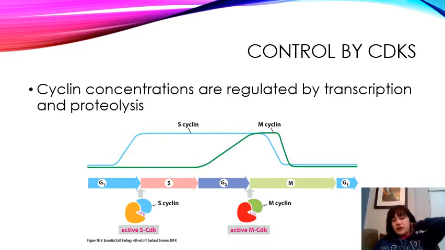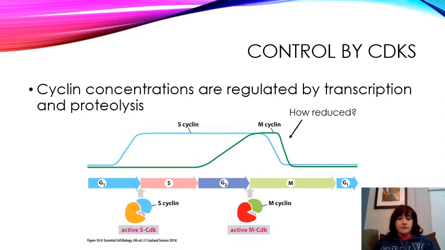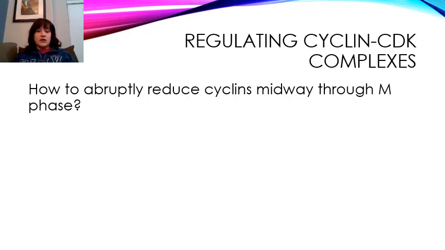Right? So first of all, they can be regulated by how much is made, right, at the level of transcription. But we've also talked about other ways of controlling protein levels, and that other way is by breaking down proteins, so by reducing their levels, by increasing the amount that are getting digested, that are getting degraded. So how exactly would you reduce a cyclin? Right? If you want to do this very quickly.